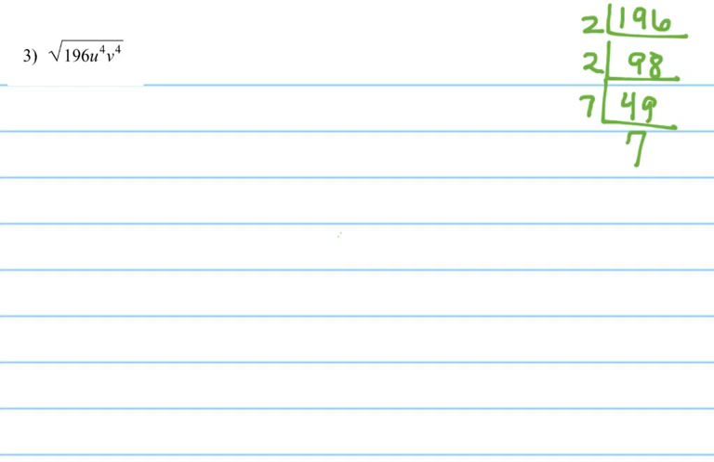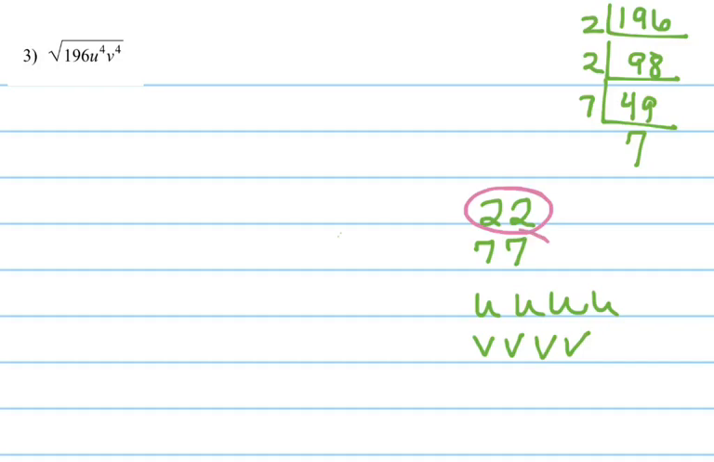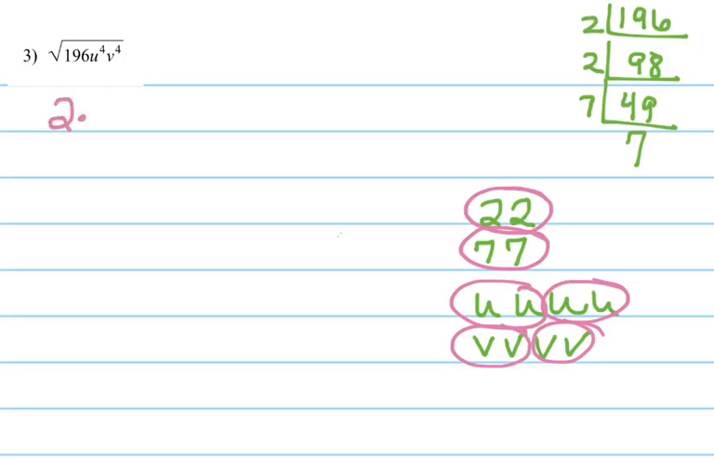Now I'm going to write out my factors, and I have 2 2s, 2 7s, and then I have u to the 4th power, so that's 4 u's, and 4 v's. So looking for my sets, I have a set of 2s, a set of 7s, 2 sets of u, a set of v's, and another set of v's. Well, there was nothing left behind, so there's no longer a radical. Only what was brought out, so that's 14 u squared v squared, and that is my answer.